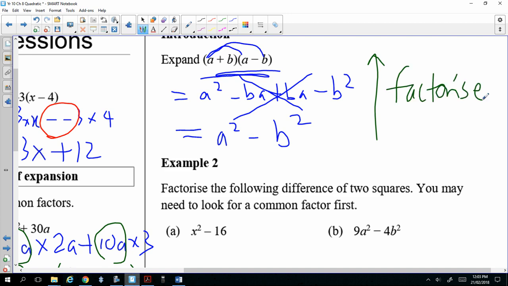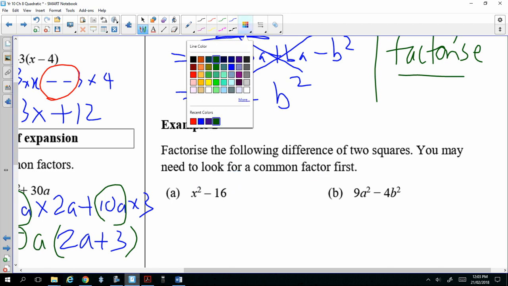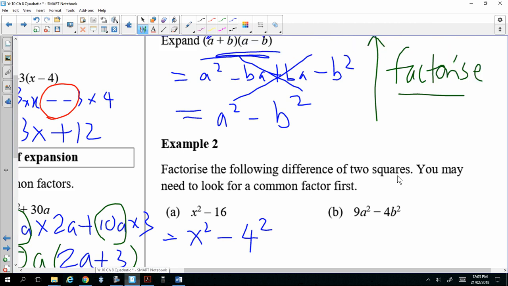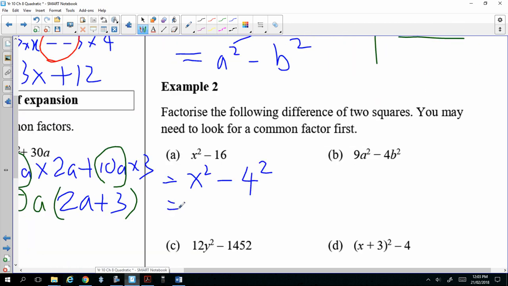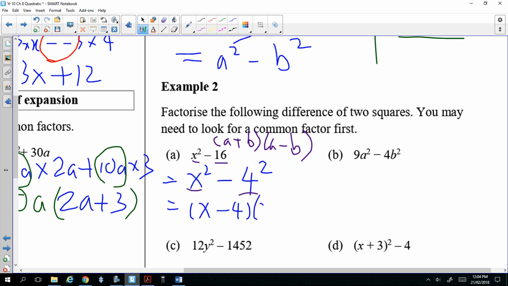Okay? So you'll be starting with a difference of 2 squares, because this one you can write as x squared minus 4 squared, which is difference of 2 squares. So because of that, we can use the formula a plus b, a minus b. Your a is the x, your b is the 4, right? So you will write down x minus 4, x plus 4. Like that. Any question?